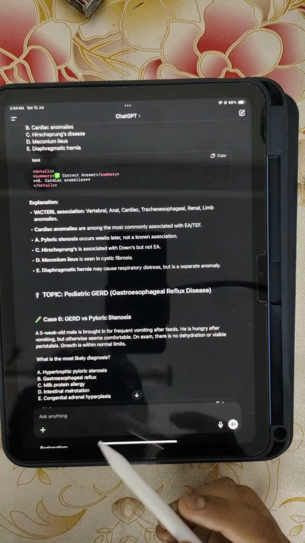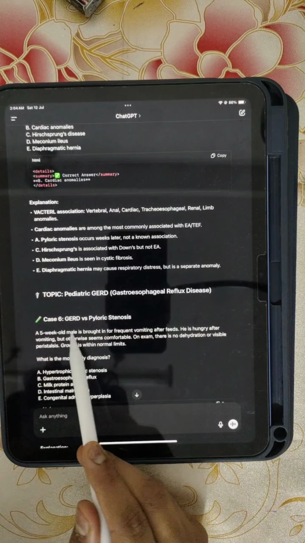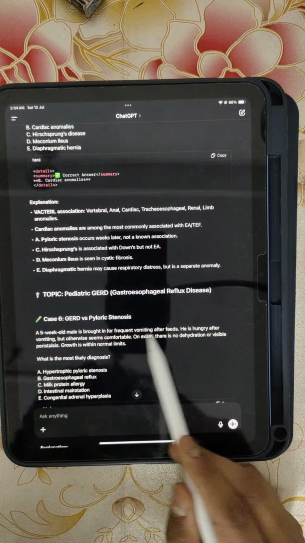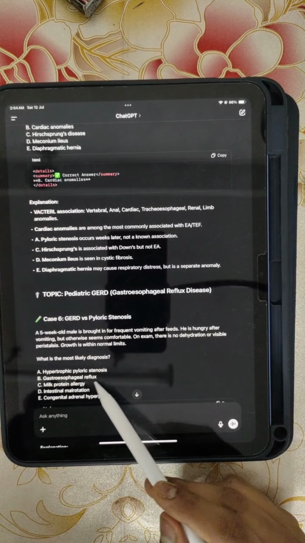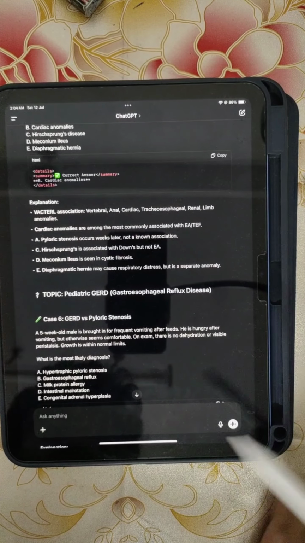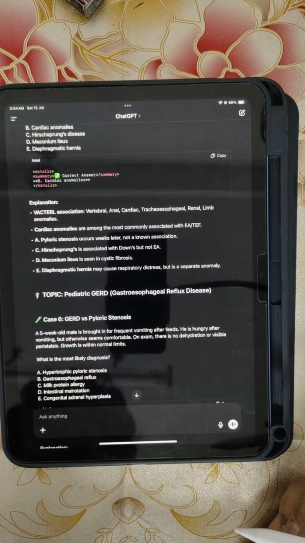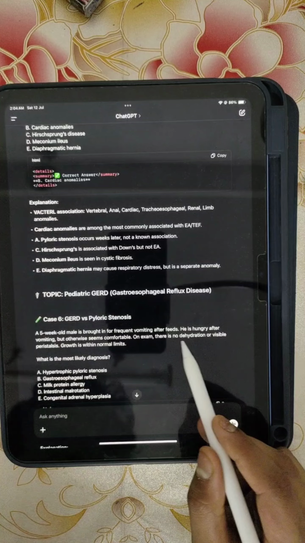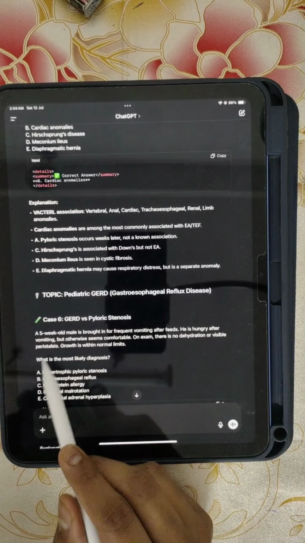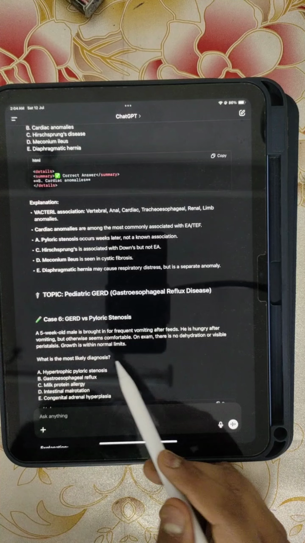The next question is a little bit tricky. A 5-year-old male is brought for frequent vomiting after feeds. He is hungry after vomiting, but otherwise seems comfortable. On exam, there is no dehydration or visible peristalsis. Growth is within normal limits. What is your most likely diagnosis?